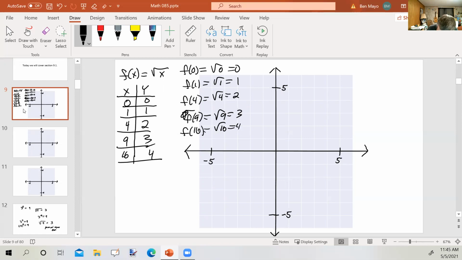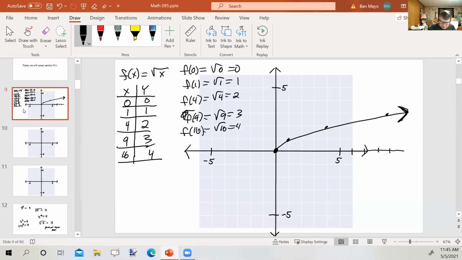Now, graphing these points, we have (0, 0), (1, 1), (4, 2). Let's see, (9, 3). If this is 5, 6, 7, we'll extend this out a little ways, 8, 9. So we're right about there. And (16, 4) is not going to make it on this graph. So I've got this picture. It's going to have an arrow to the right, but it's going to stop at the left.